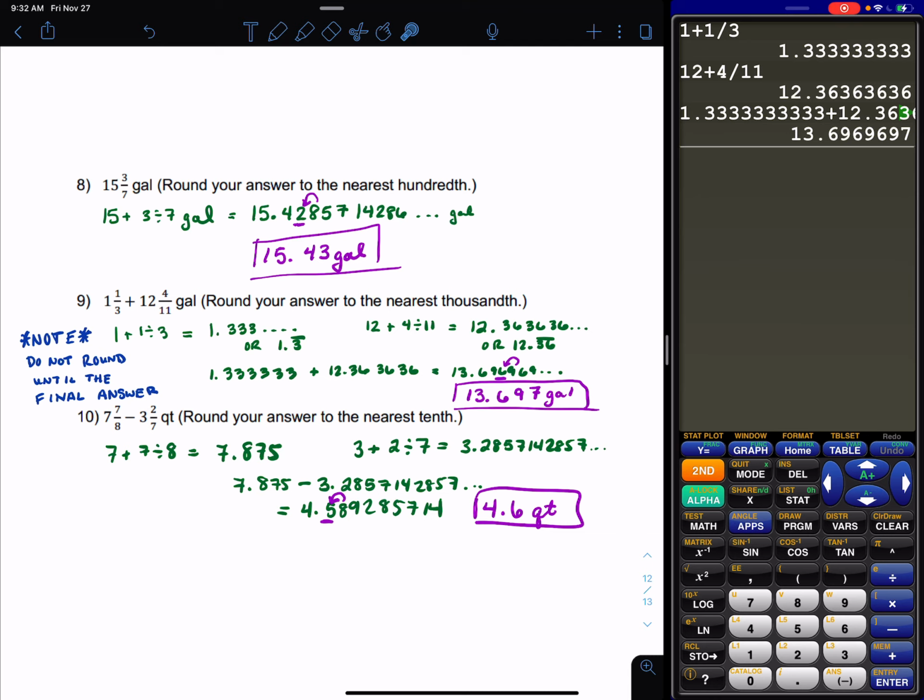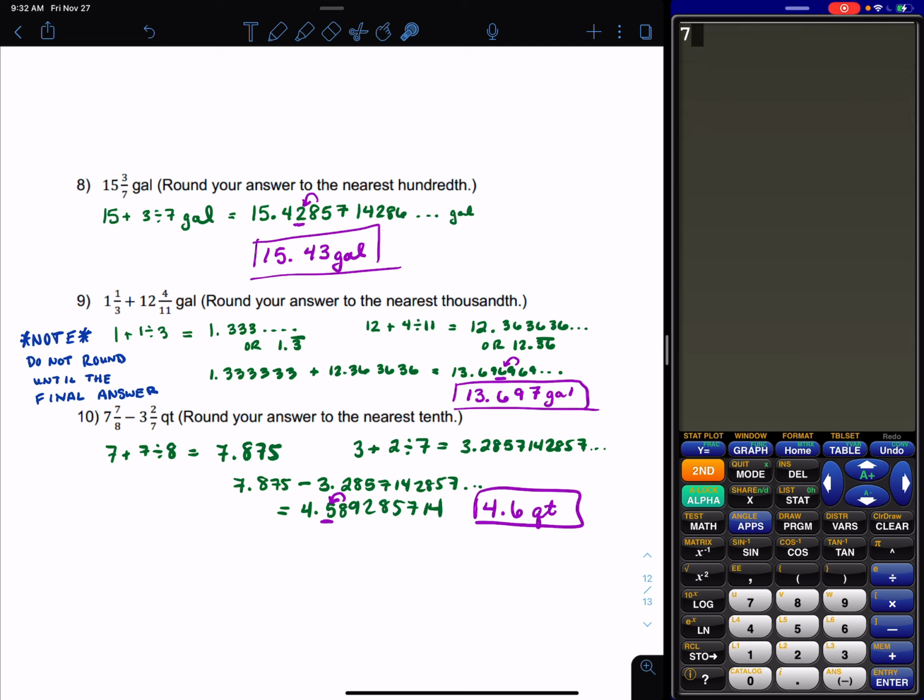If we look at number 10, we're going to do the same thing here, but with subtraction. So we have 7 7/8 minus 3 2/7 quarts. We're going to round to the nearest tenth. So I'm going to do 7 plus 7 divided by 8, which gives us 7.875. I'm going to do the 3 plus 2 divided by 7, which gives us about 3.285714286. And I'm going to subtract them.